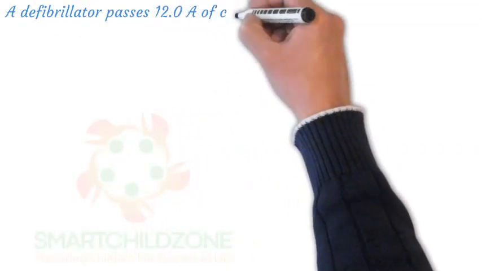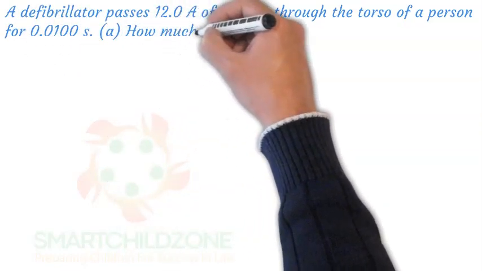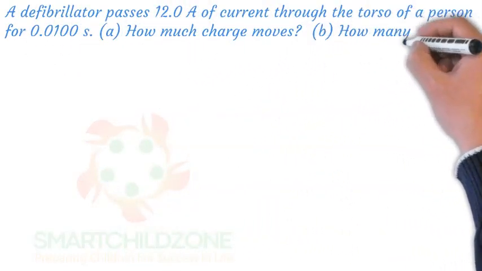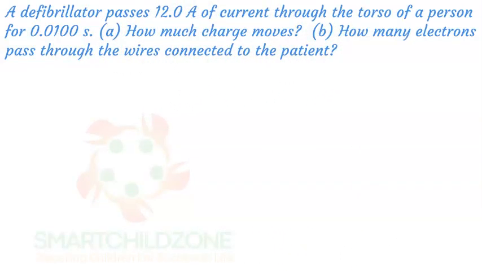A defibrillator passes 12.0 amp of current through the torso of a person for 0.0100 seconds. How much charge moves? How many electrons pass through the wires connected to the patient?